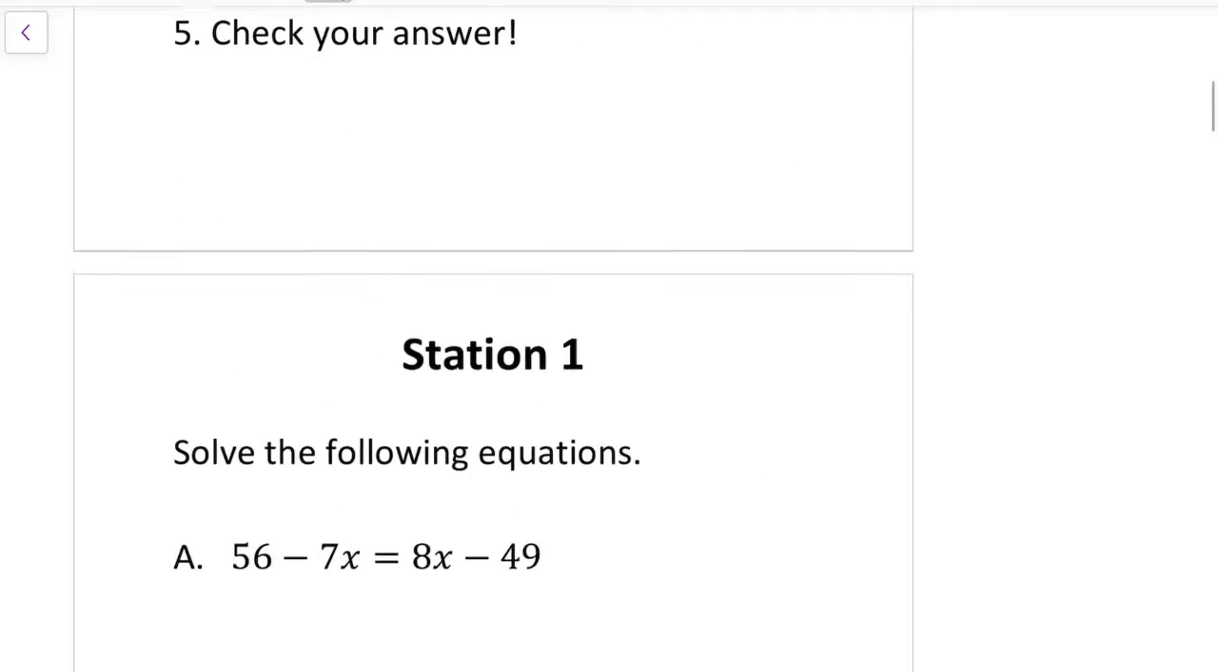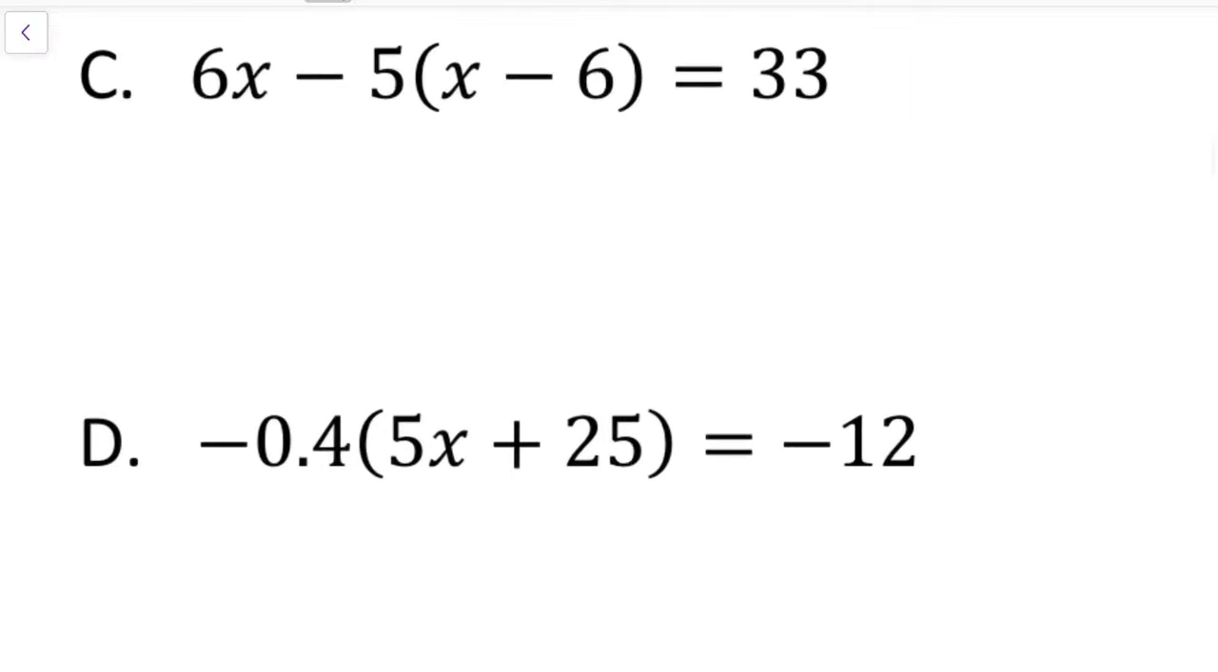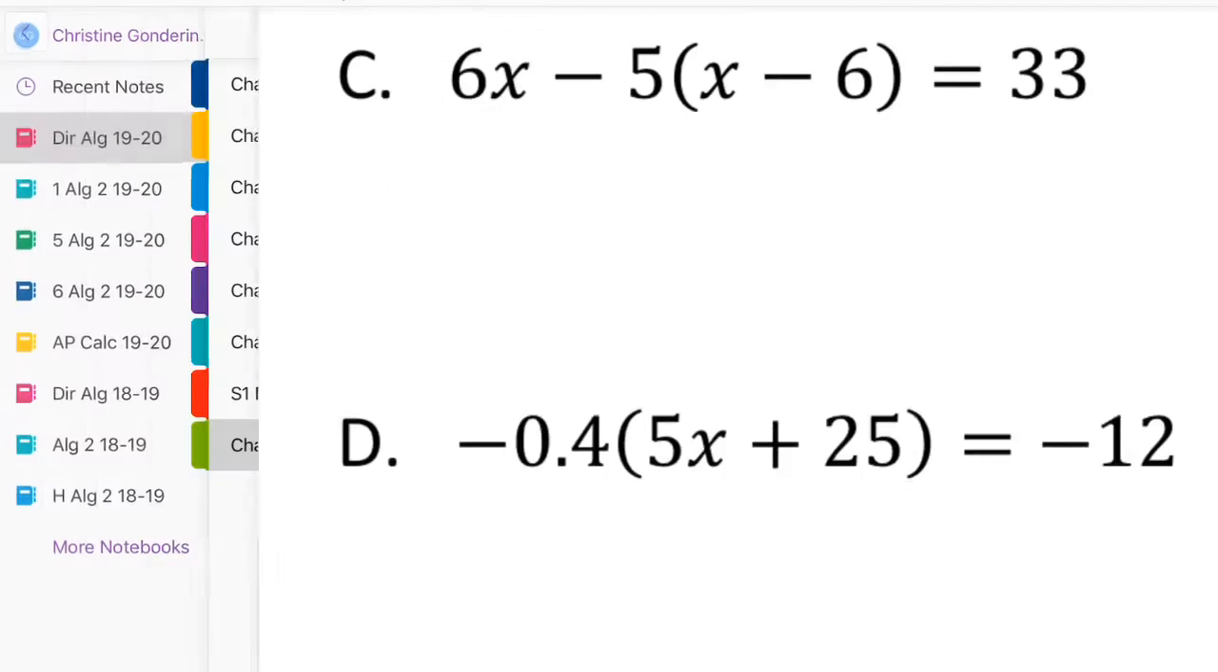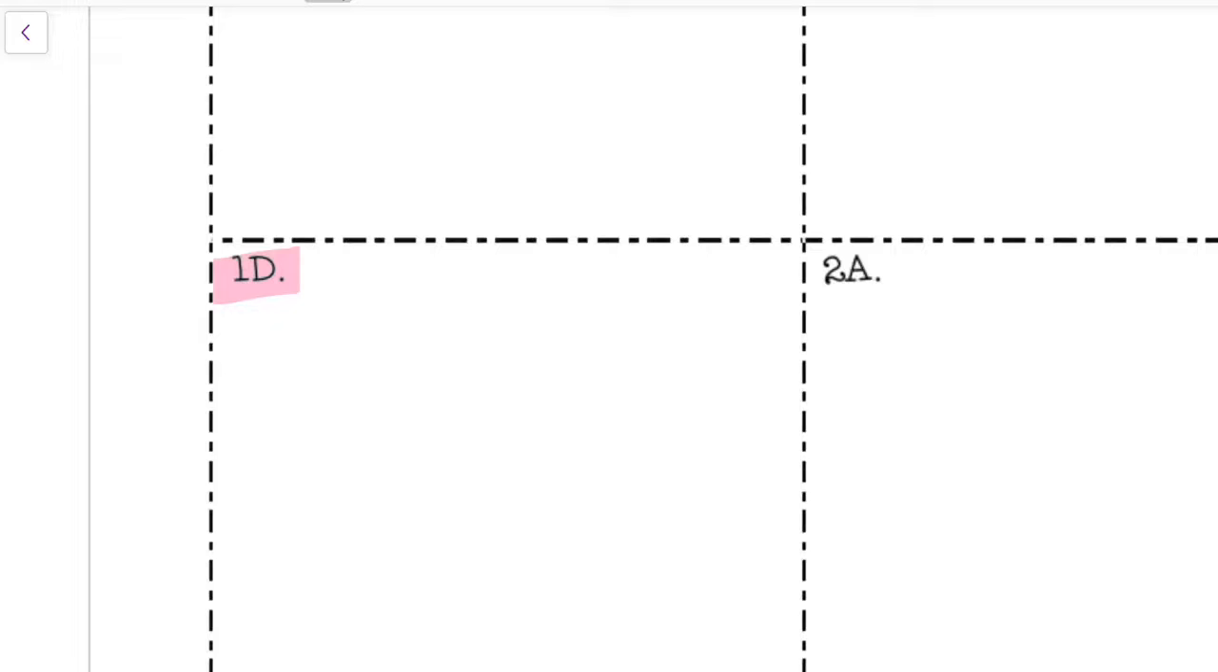So, for example, we are doing station 1 and problem number D. So we've got negative 0.4 times the quantity, right? Quantity means parentheses, of 5x plus 25 equals negative 12. So let's start by writing down the problem. We've got negative 0.4 times (5x + 25) equals negative 12. So I would write this along with me, and then you can pause it as you need to in order to make sure you've got the right answers written down.